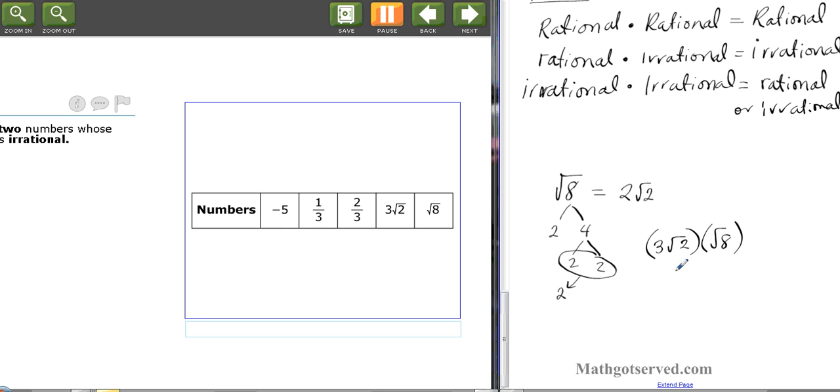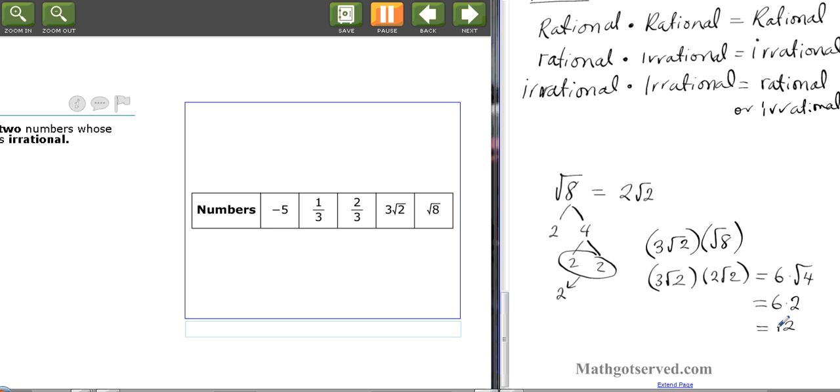Well, let's work it out. 3 root 2. We just found out that root 8 is the same thing as 2 root 2. If you multiply them together, 3 times 2 is 6. Root 2 times root 2 is root 4. We have to reduce completely. 6 times root 2, root 4 is 2. 6 times 2 is 12.